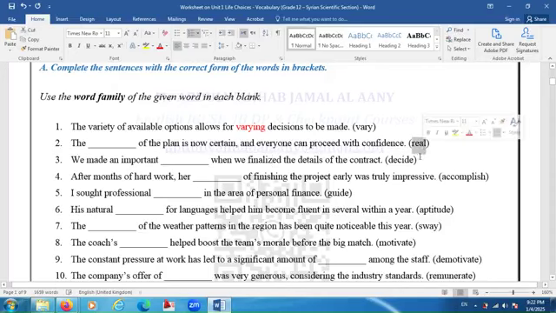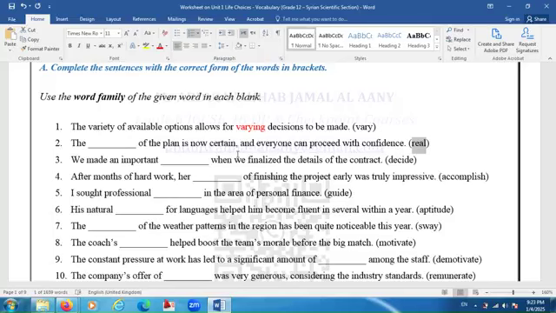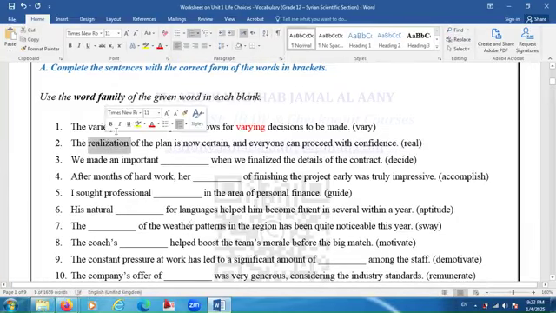Number 2. The, something related to real, of the plan is now certain and everyone can proceed with confidence. The, is it reality or realize? The reality of the plan or the realize? The realize, and you can say the realization, by the way. If you have to say the realization of the plan is now certain and everyone can proceed with confidence.